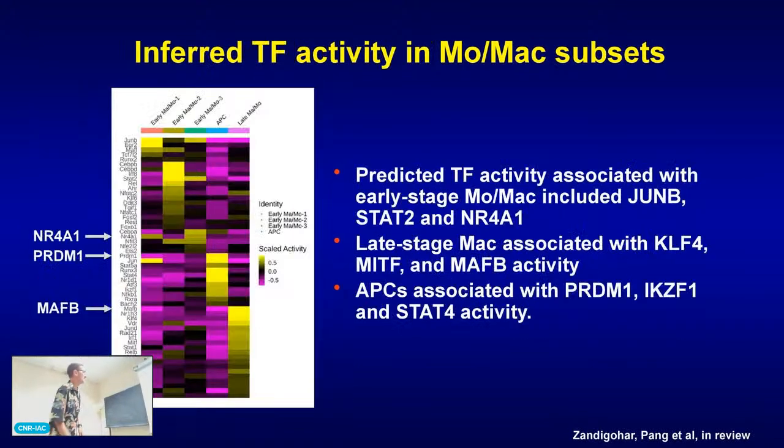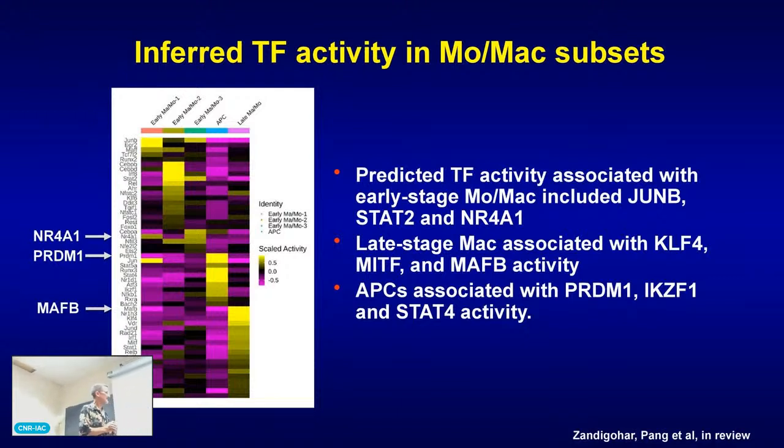So when we look at the different subsets of macrophages, we have three different subsets of the early macrophages represented here, one of the late and one of the antigen presenting cells. And we see that there are different transcription factors predicted to be active in the different groups. Some of them make a lot of sense. So for example, in the late, MAFB has been very well studied in the differentiation of macrophages from monocytes to macrophages, so it makes sense that it's active later.